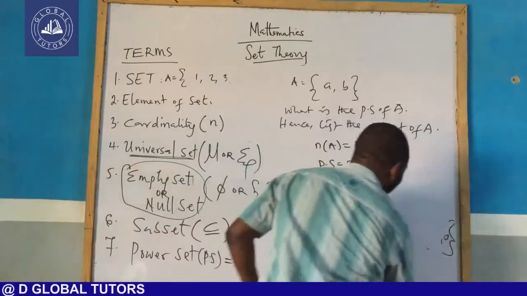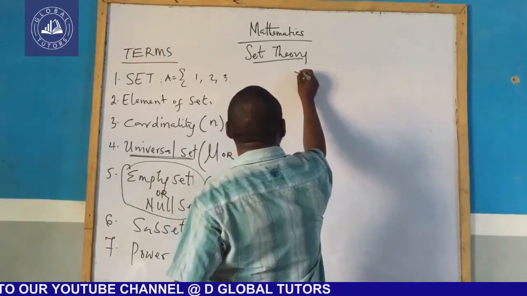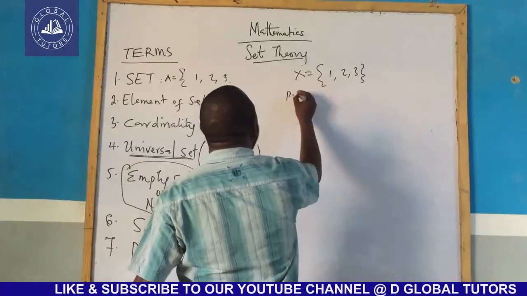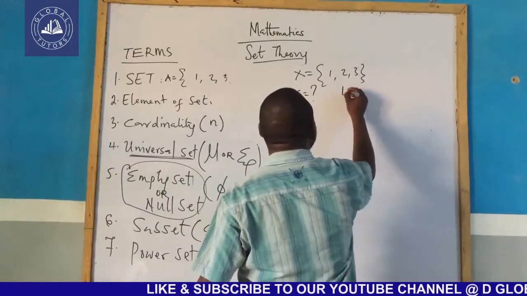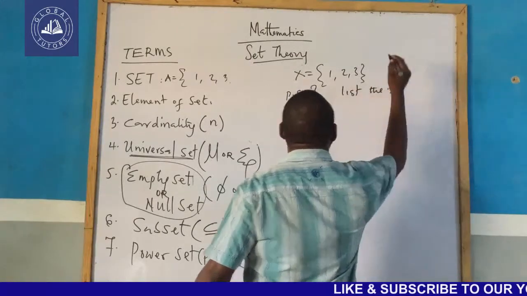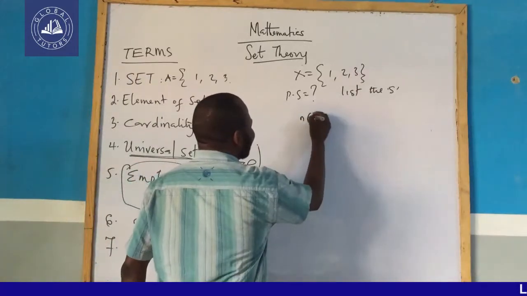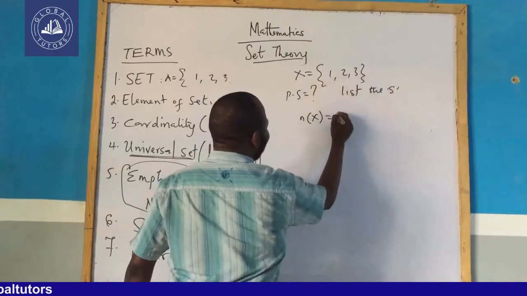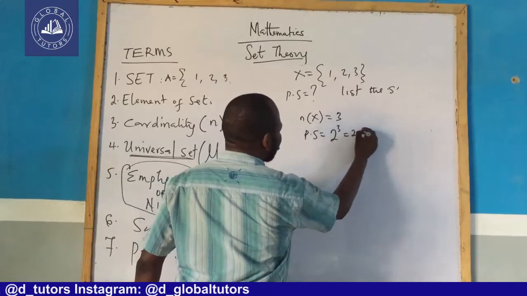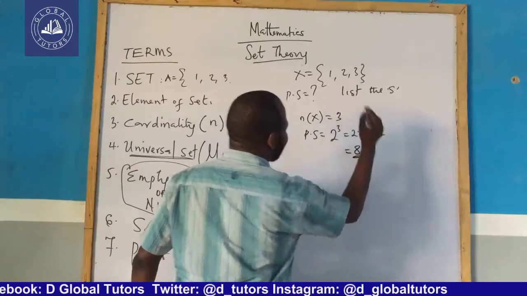Now let me give another example. I have a set X. It has elements 1, 2, 3. My question is, what is the power set? And list the subsets of the set X. Now, how do we do that? We come down. What's the cardinality of X? 1, 2, 3, 3 elements. So what will be the power set? Power set will be 2 raised to power 3. That implies 2 times 2 times 2. 2 times 2 is 4, 4 times 2 is 8. So the power set is 8.